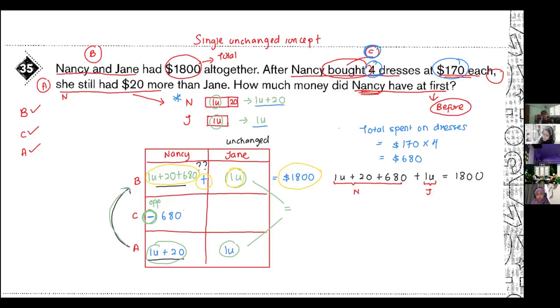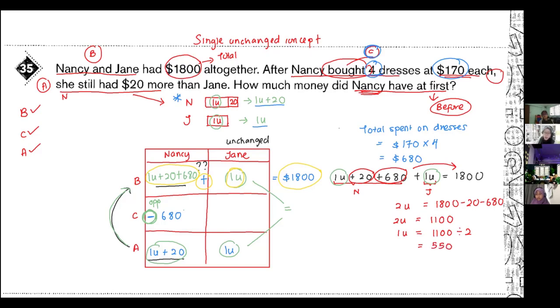All right. So I can actually add up all the units. So you have the units here, 1 unit and 1 unit. Total is 2 units equals 1800. All these numbers, what do you do? You bring them over to this side. So become minus 20 minus 680. So 2 units will be 1100. Then, of course, you need to find 1 unit equals 1100 divided by 2, and I get 550.